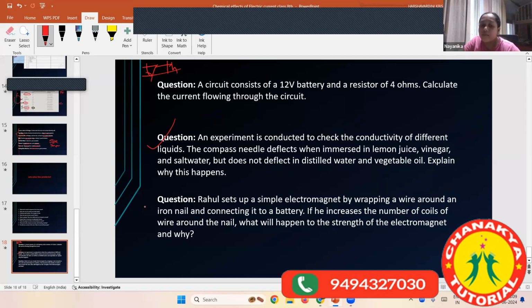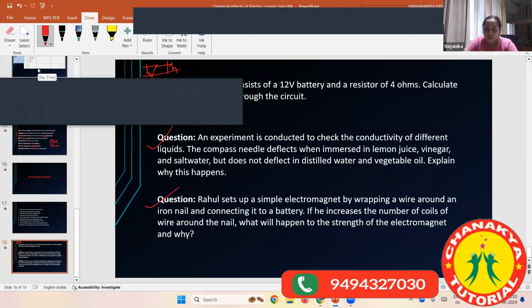Ma'am, the strength of the electromagnet will increase. When you increase the number of coils in an electromagnet, the more coils there are, the more amount of electricity will pass through the nail, ma'am. One by one. If there are more coils, then more electricity will pass, ma'am.